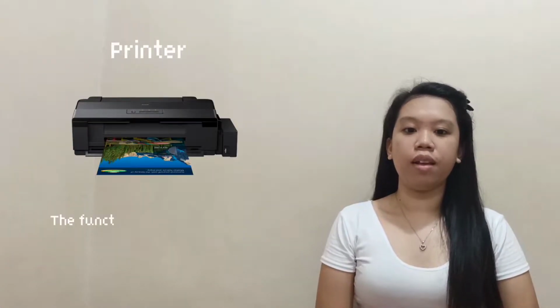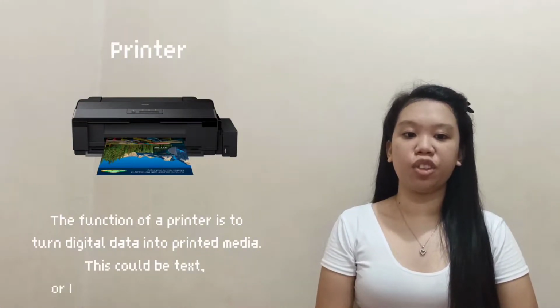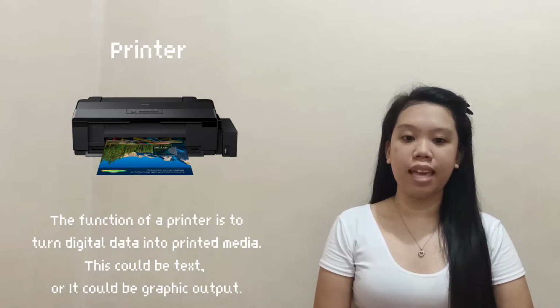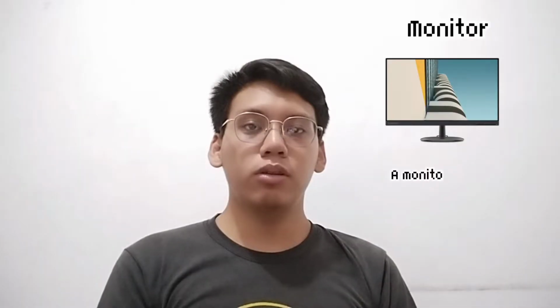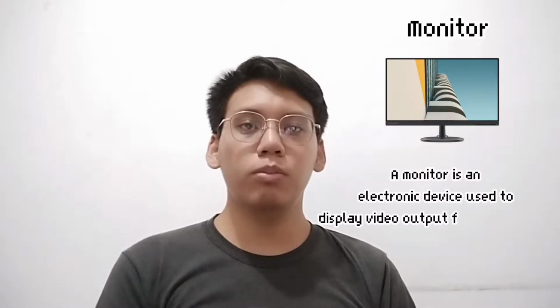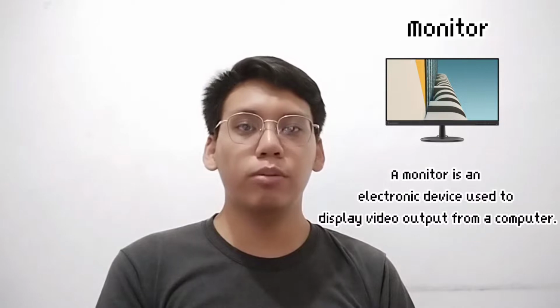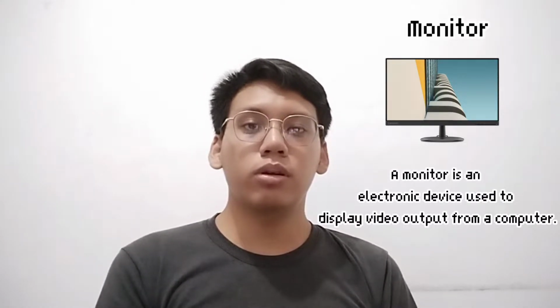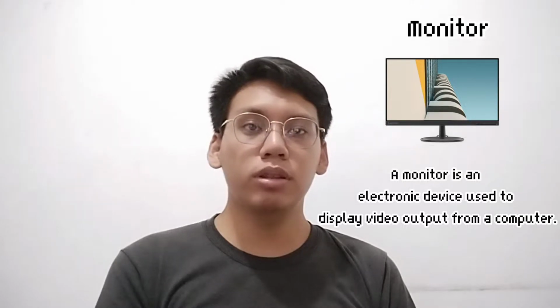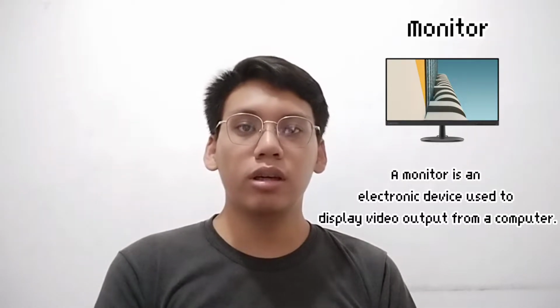Printer. The function of a printer is to turn digital to a printed media. It could be text or it could be graphic output. Monitor. A computer monitor is an output device that displays information in pictorial or text form. A monitor usually comprises a visual display, some circuitry, a casing, and a power supply.